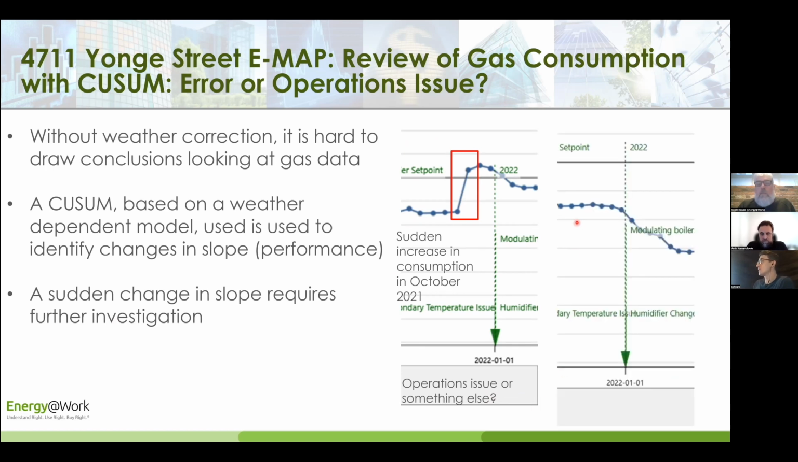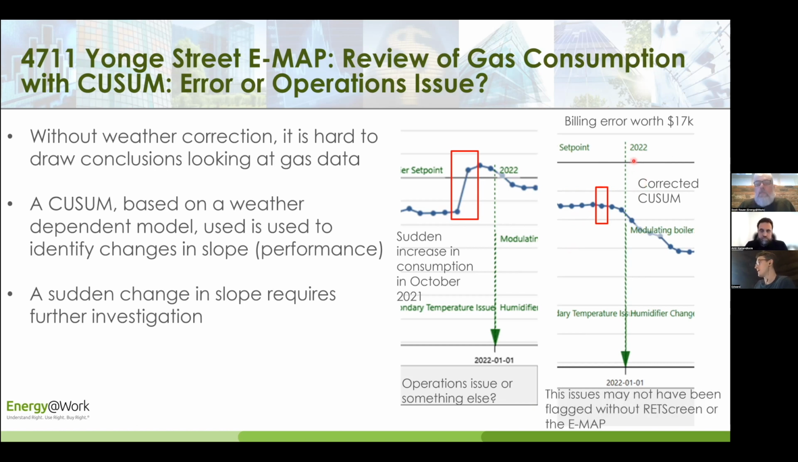To answer that question, here's actually the corrected Q sum with the line flattened out, and here's the corrected consumption that month. So what happened? It was actually a billing error on the part of the LDC, worth around $17,000. We saw this sharp jump in consumption, compared the bill data with the RTM data, and brought this to the LDC, who corrected the error and provided a refund to the property.